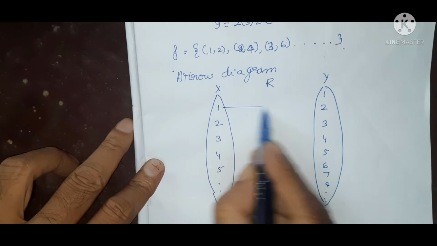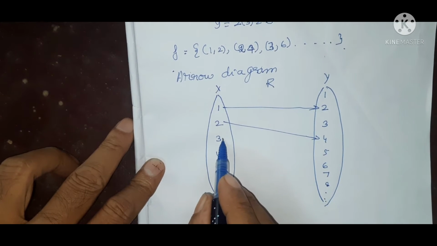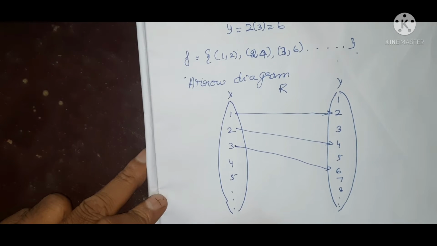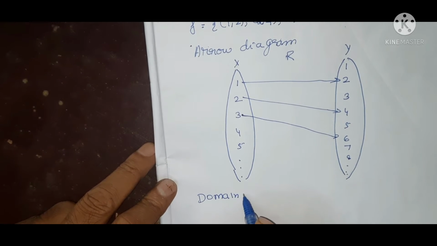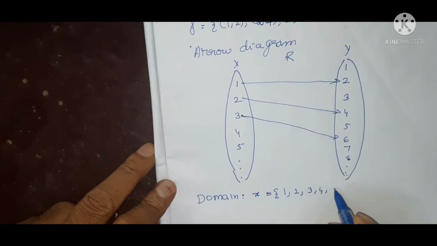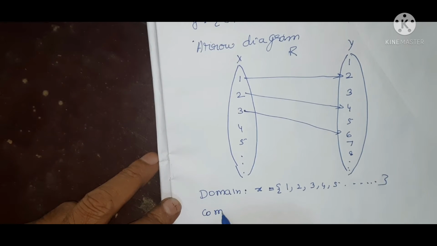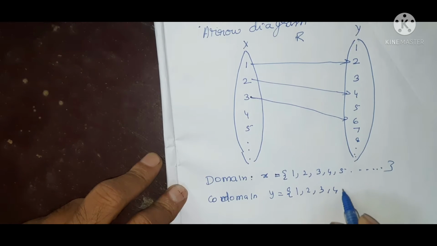(1, 2), (2, 4), (3, 6). The domain is X, all the elements in X. The codomain is Y, all the elements in Y.